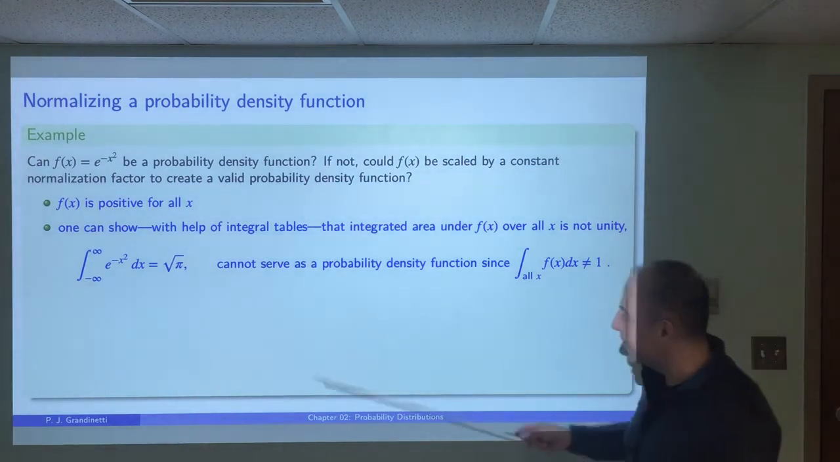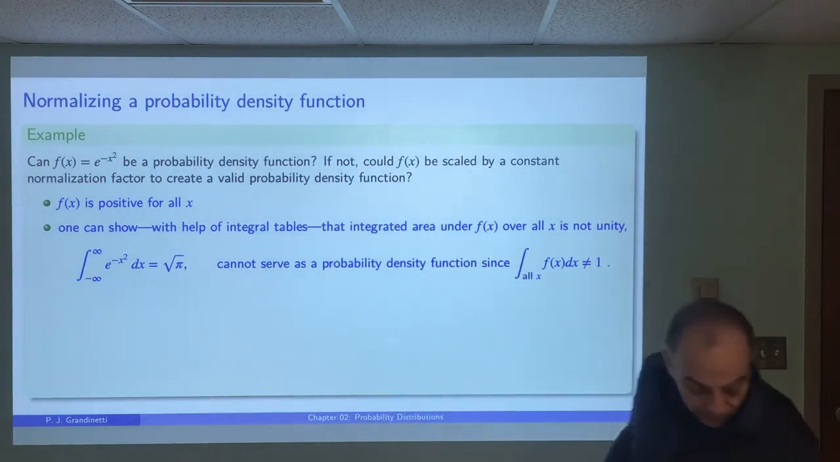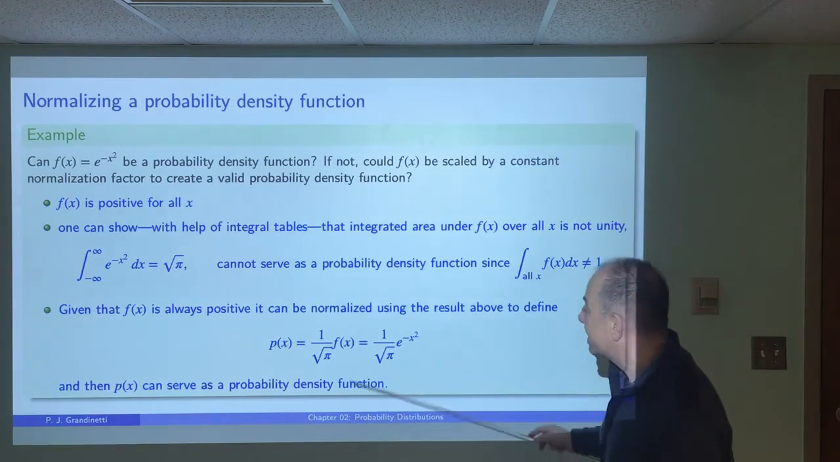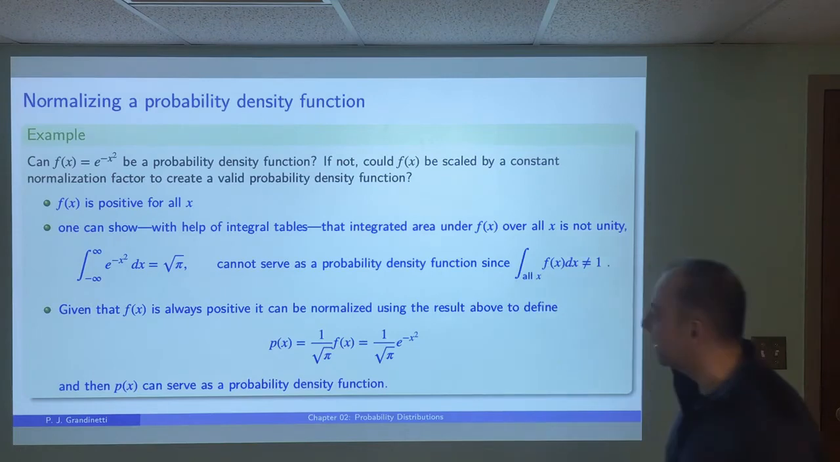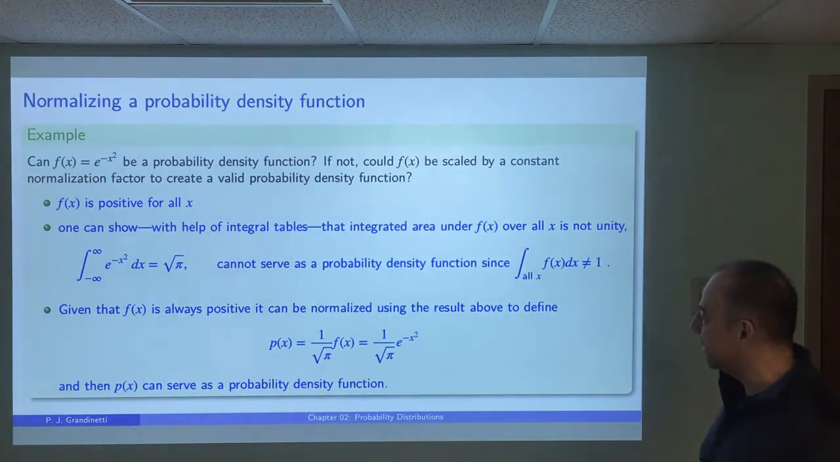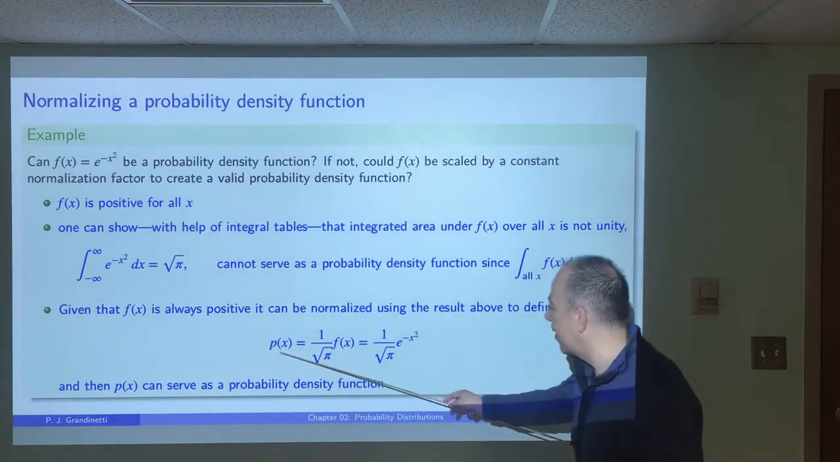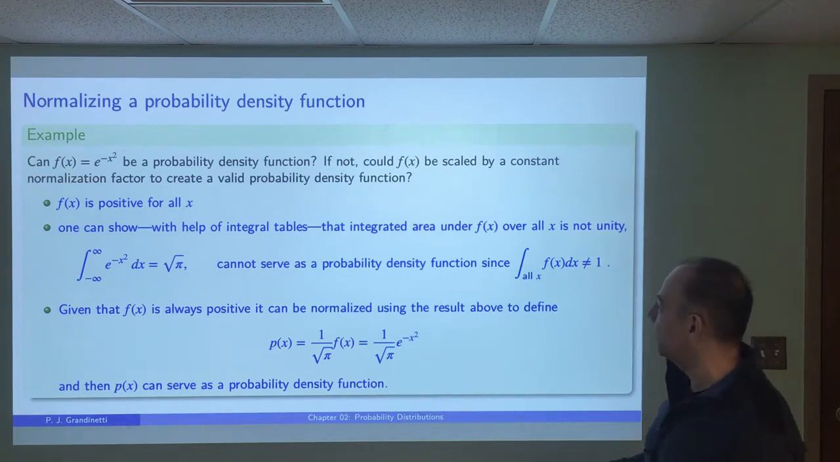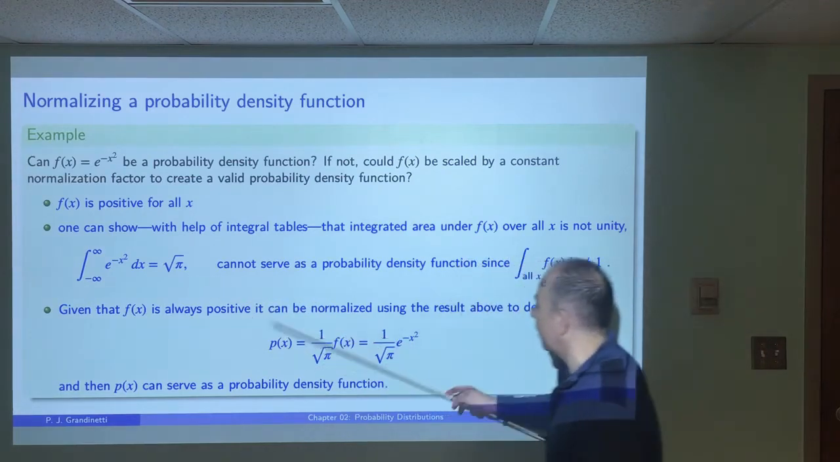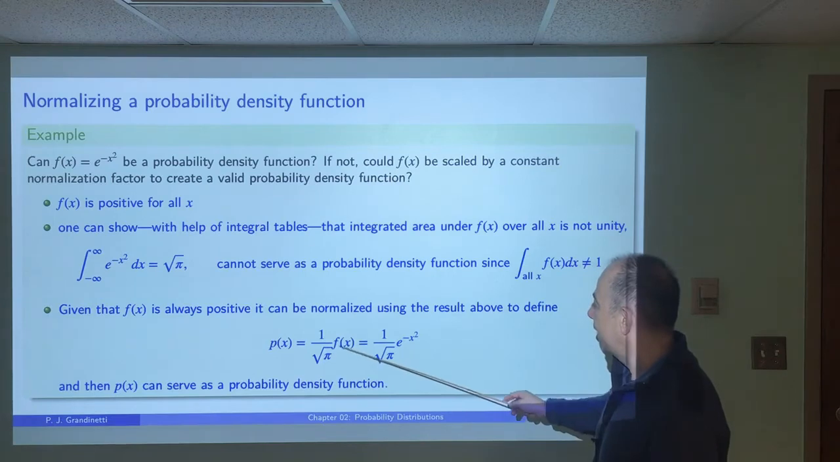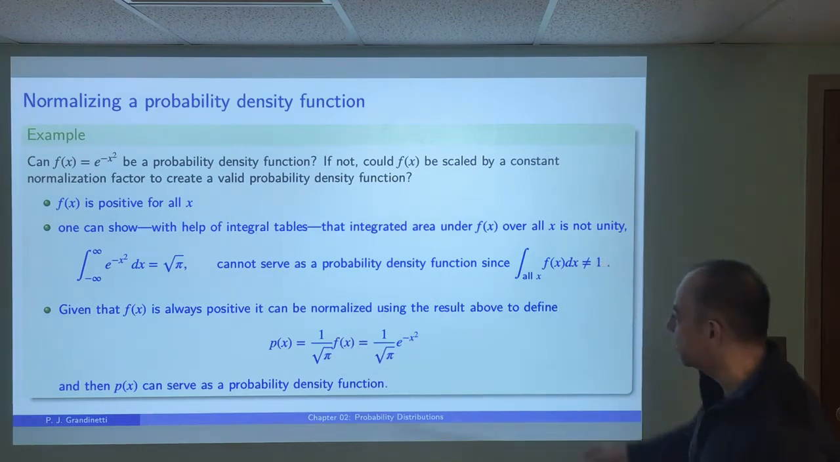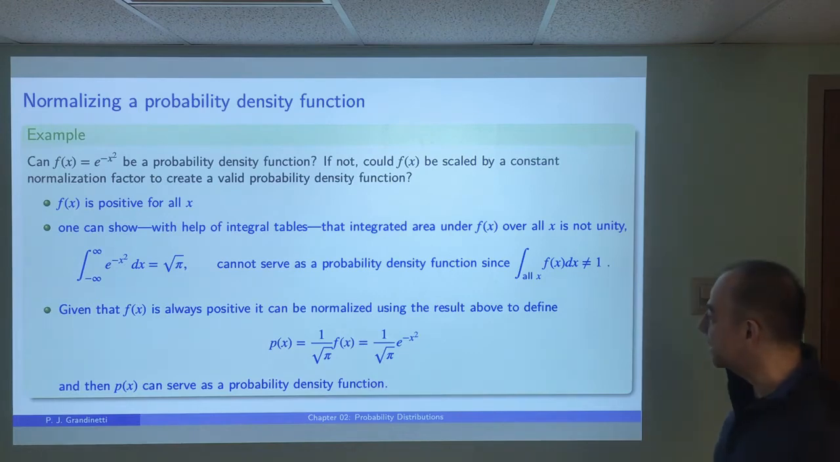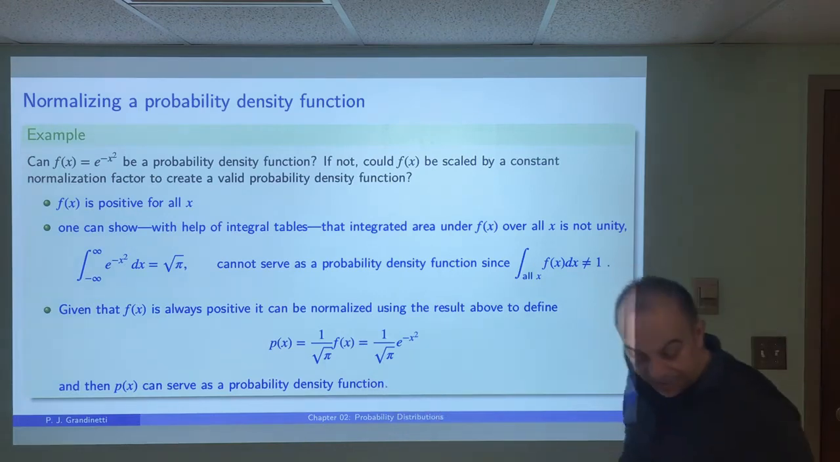However, it is a constant value, so we can simply scale the function by a constant value, and we will create a function that is a probability density function, because now the integral of this is going to be equal to 1. We know the integral of this is square root of pi, and dividing by square root of pi means the integral is going to be 1. So this means that this p can serve as a probability density function.